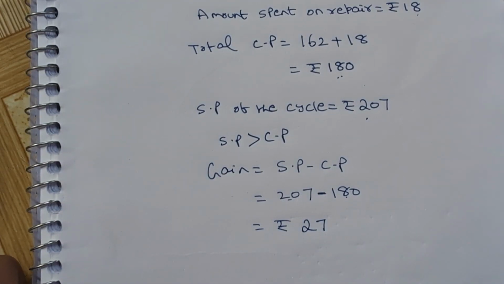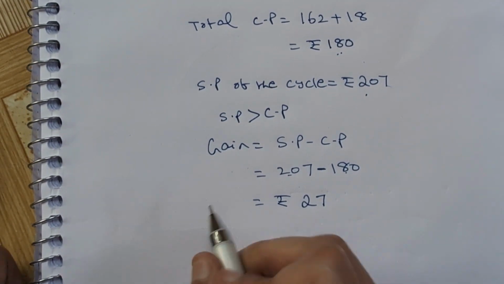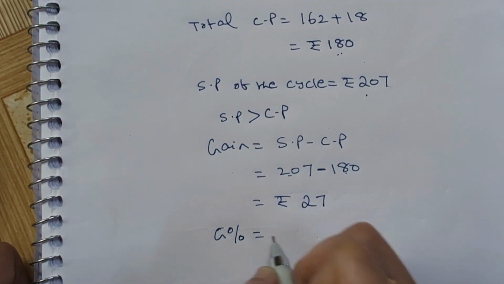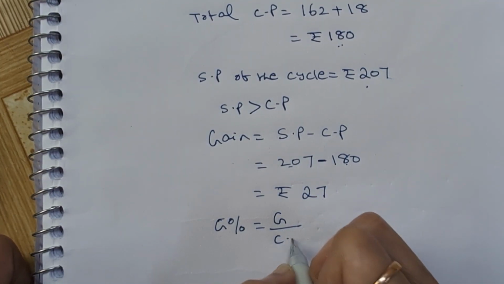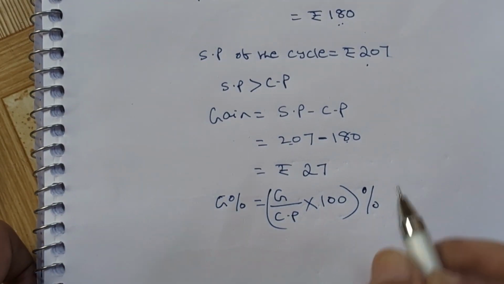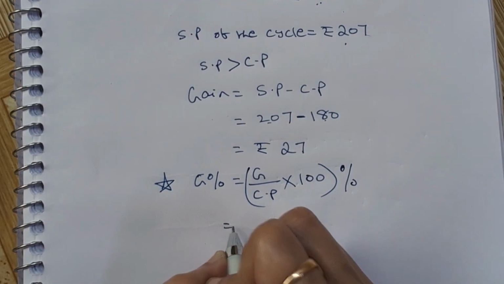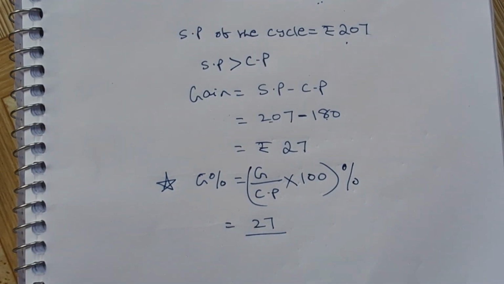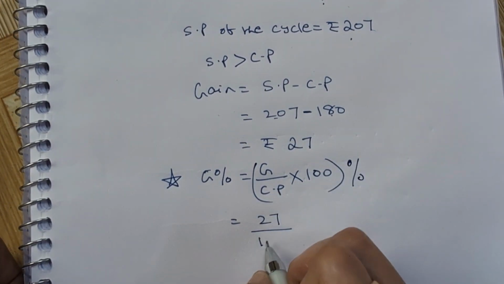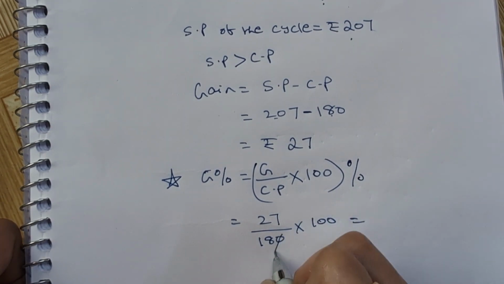So it is a gain. We have to find gain or loss as percent. Gain or loss percent is always calculated on CP. So gain percent is, what is the formula? Gain upon CP into 100%. Okay, you have to write the formula. Formula is important. Marks are given for writing the formula. So gain is 27. Now CP, what is the total CP? 180. So CP is 180 into 100. So the zeros cancel.